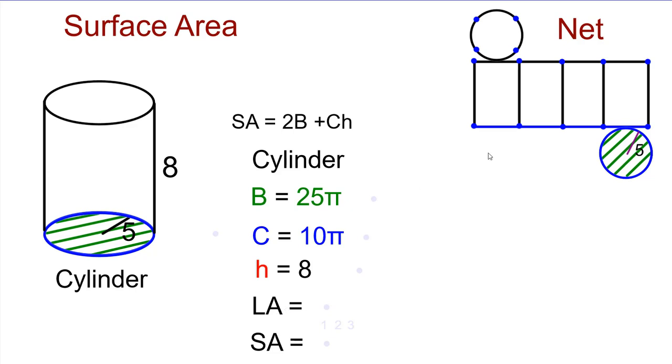The lateral area, so here's our net of our circle. If you notice these 4 points here, those 4 points, if I rolled this and unrolled it, would line up with these 4 points here.